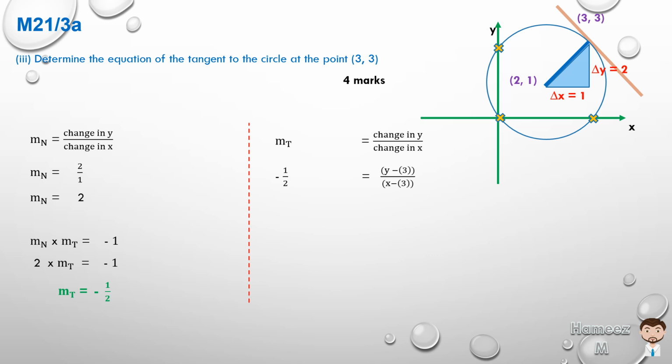And if we carry the denominator across, it will give us minus a half by x minus 3 is equal to y minus 3. And if we make y the subject of the formula, it's going to give us minus a half, minus a half by minus 3 is plus a half by 3, plus 3. And if we simplify, y is equal to minus a half x plus 9 over 2. So that's the equation of the normal.